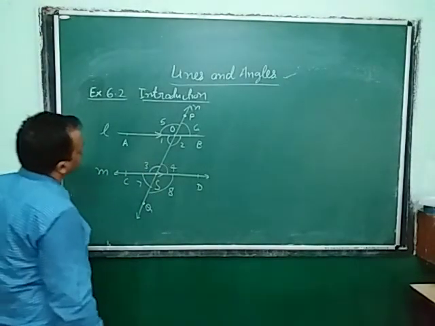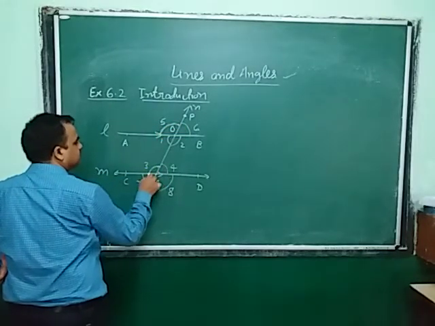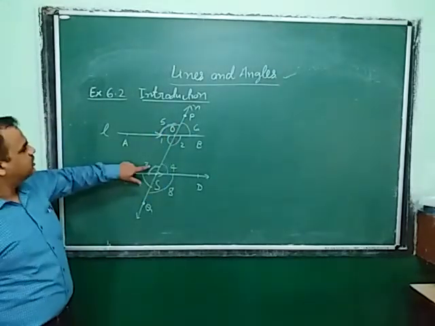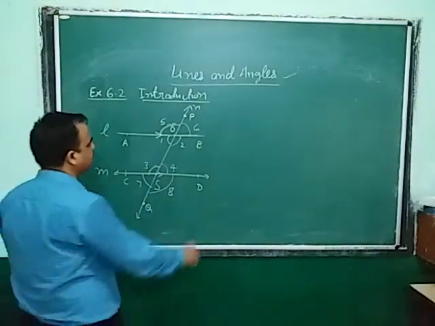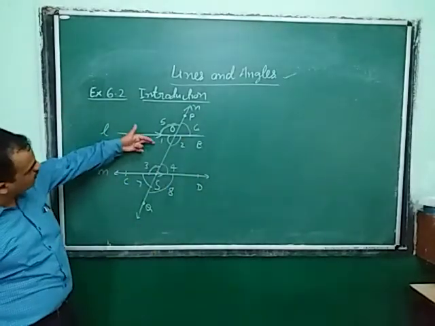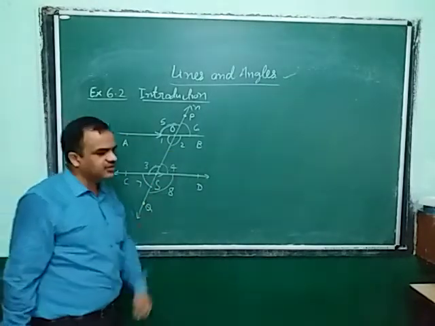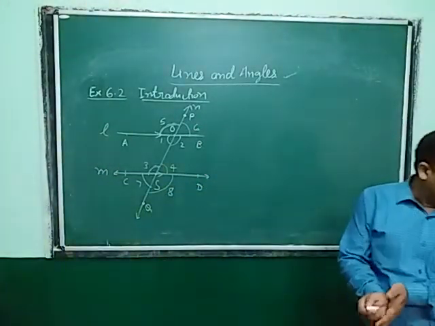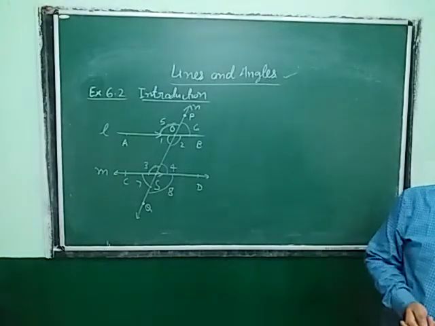So first of all, look at these angles, angle 5 and angle 3. What can you say about these two angles? They are said to be corresponding angles. Similarly, angle 6 and 4, they are corresponding angles. Angle 1 and angle 7, they are corresponding angles. Angle 2 and angle 8, they are corresponding angles. So, you came to know about corresponding angles.